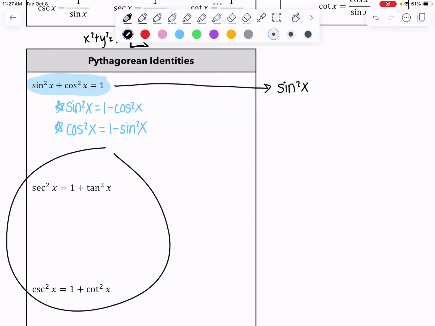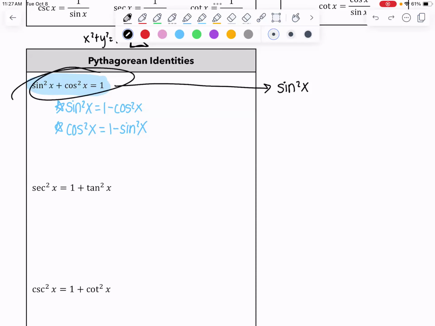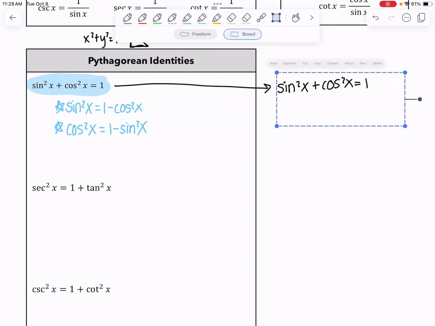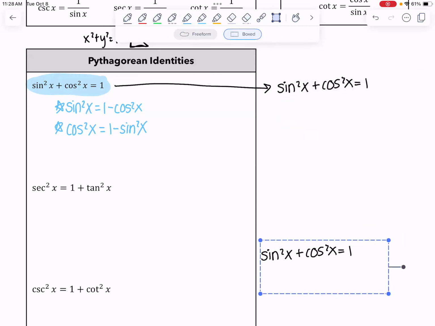So that's why that's a Pythagorean identity, even though it doesn't look like a triangle thing, it is. But there's two others listed here, and they're actually exactly this one. They're the exact same thing. So what you can do with this equation, sine squared plus cosine squared equals 1, is one of two things. Duplicate this, pull this guy down here.